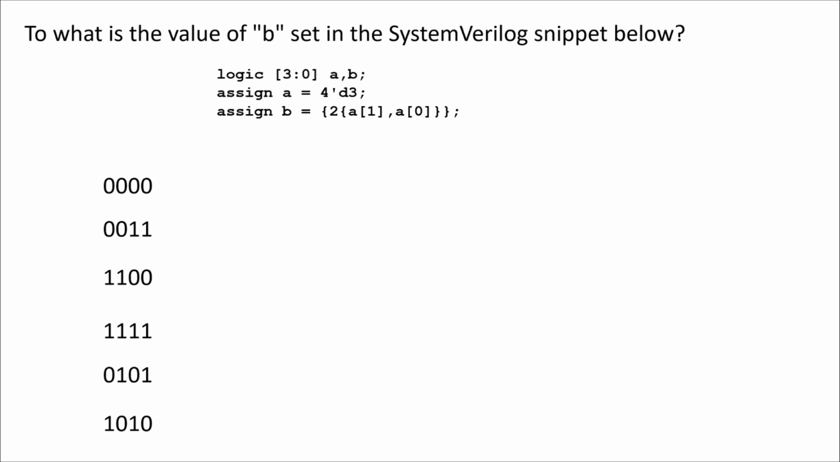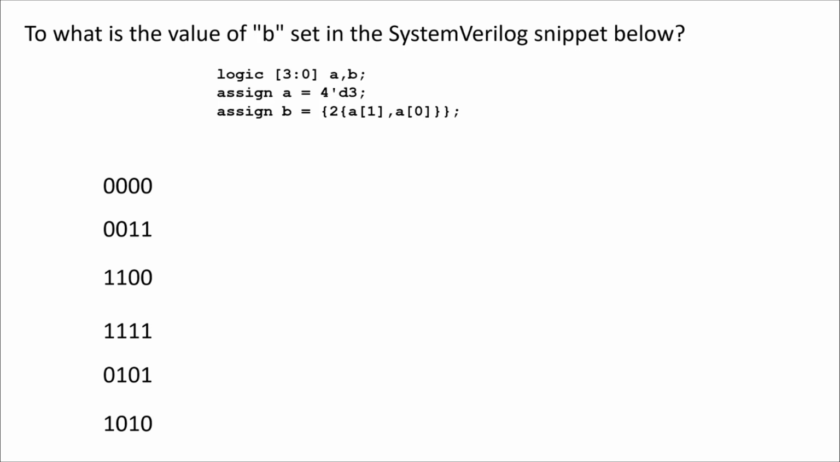So this is a bit manipulation. We're going to take 2 copies of bit 1 on a. Bit 1 on a is what? Well, a is 4 total bits. They're labeled 3 down to 0, right? 3 down to 0 to make 4 bits. The value there is 3 in decimal, which is 1, 1 in binary, right? So that means that bit 0 and 1 are both 1, right? And bit 3 and 2 are both 0, because it's 0, 0, 1, 1.